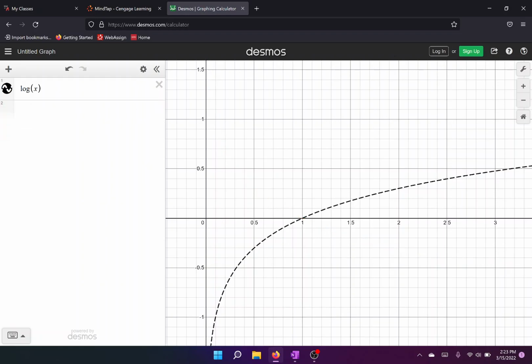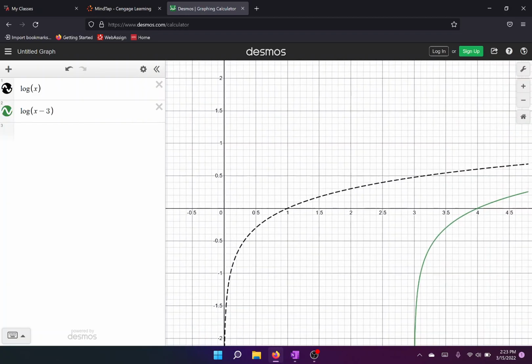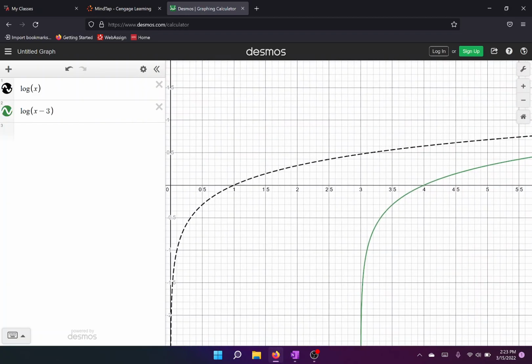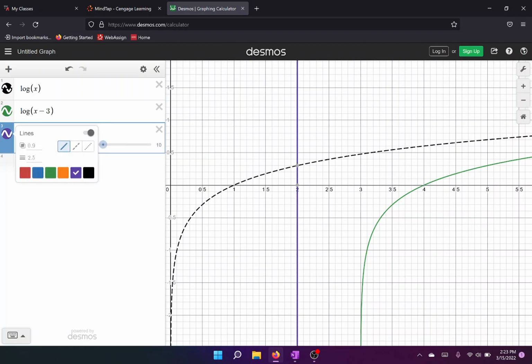So we have our parent function, which is log of x. Now we're going to type in log of x minus 3. And notice, let me zoom out here a little bit. Notice that I shifted this x-intercept 3 units to the right. So 1, 2, 3. So here's that shift. And my asymptote is now x equals, sorry, I typed the wrong number. Give me a second.